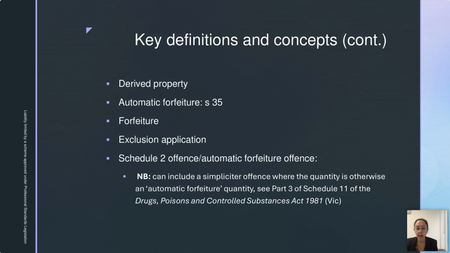So I think it's always really important, and I certainly always do, I always have a look at Schedule 2 to double check, because even with some certain fraud offences and money laundering offences, sometimes if it's under a certain quantum, it can be a Schedule 1 offence. And if it's over, it becomes an automatic forfeiture offence.